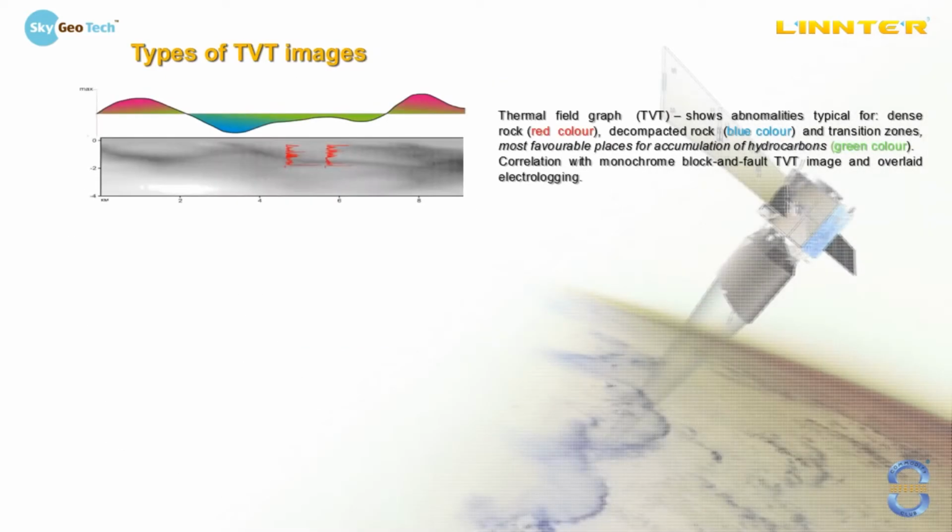On this picture we see thermal field graph. It shows abnormalities typical for dense rock, red color, decompaction zones, blue color, and transitional zones, green color. Most favorable places for hydrocarbon accumulation. Below this picture we see monochrome block and fold TVT image with overlaying of electrologging. There is a strong correlation between green transitional zones of thermal field graph and electrologging data.